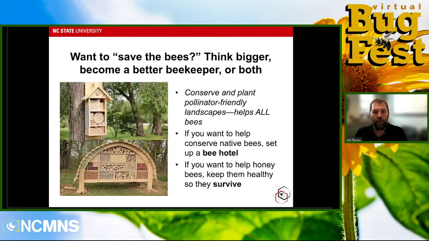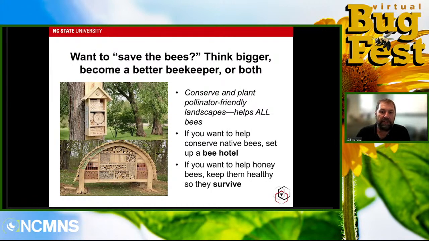And so if you want to save the bees, if you want to help the bees, all bees, it really depends on what bees you're talking about. You need to think bigger, and we need to be better beekeepers in order to help the bees. So conserve our habitat, plant pollinator-friendly landscapes, provide pollen and nectar sources to bees. That helps all bees, honeybees, native bees, because by providing more things for them to eat, they're going to be able to reproduce more, and therefore their populations are going to be more stable.